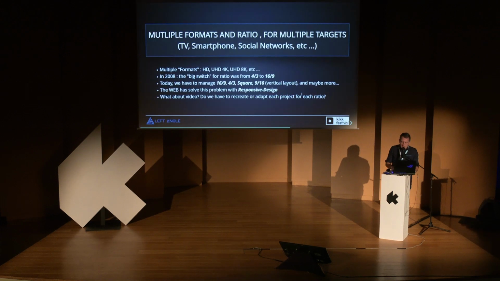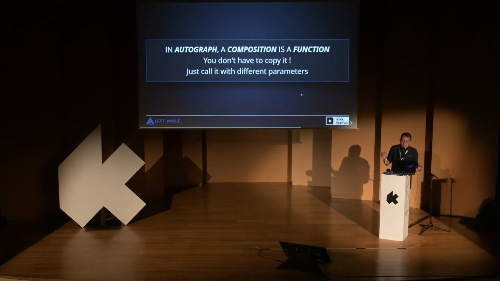Okay. So remember, in Autograph, a composition is like a function. You call it, you don't have to copy it, you call it with different parameters. It could be the size, but it could be any parameter, like the frame rate. So for instance, you work at 30 frames per second, or 25 frames per second, and at the end, you ask for 60 frames per second. You don't have to change anything inside.